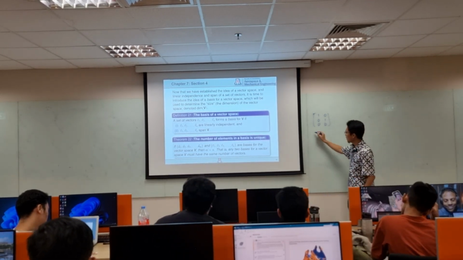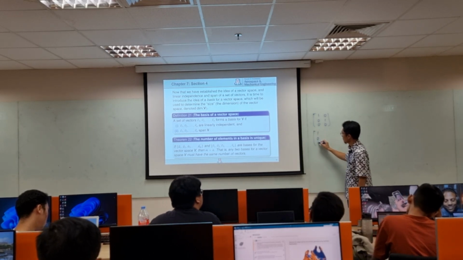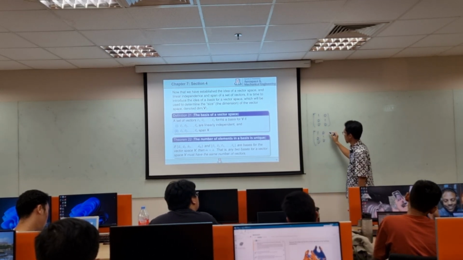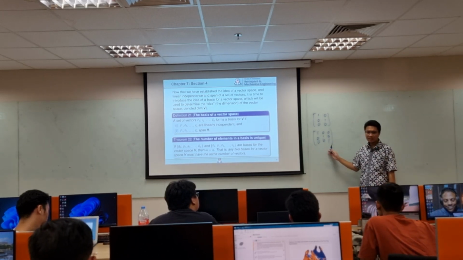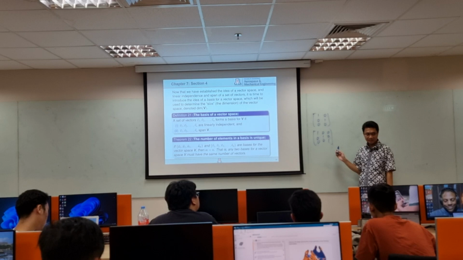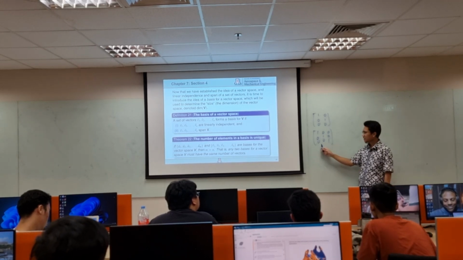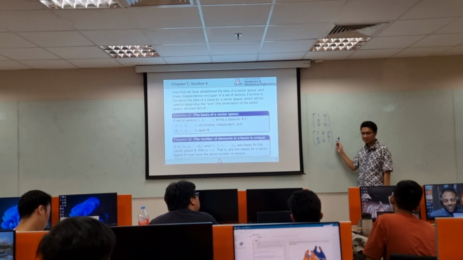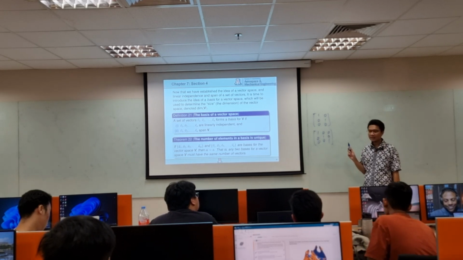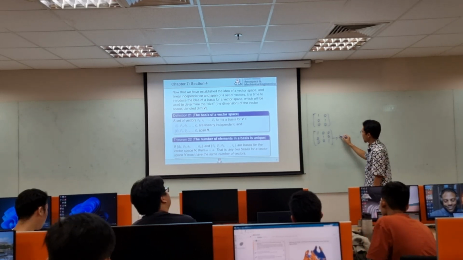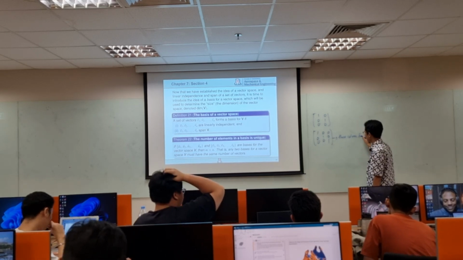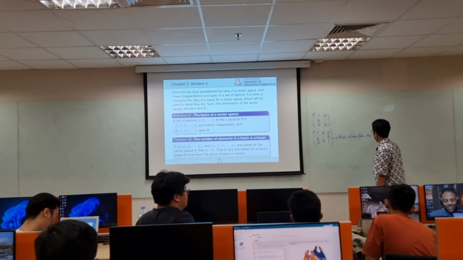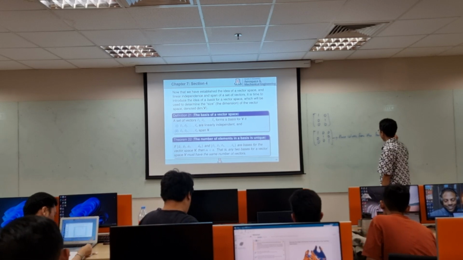What about this then? Are these columns linearly independent? Yes. Do these vectors span R3? Yes. So these columns form the basis for R3.